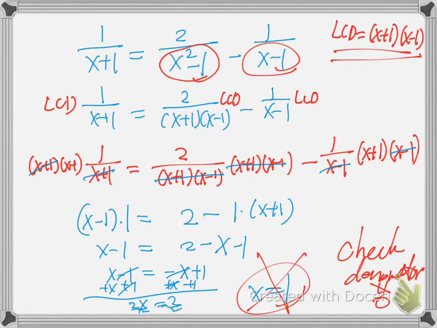So these are the examples for rational equations. Just like radical equations, you have to check in the end to make sure the denominator is not 0.